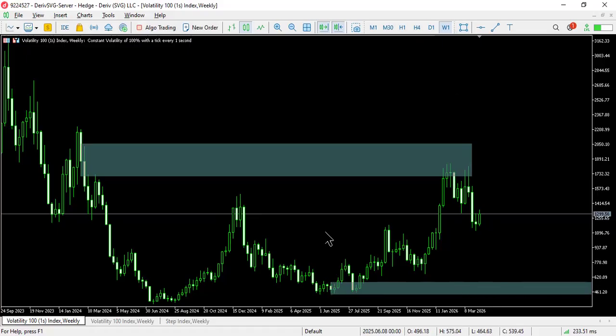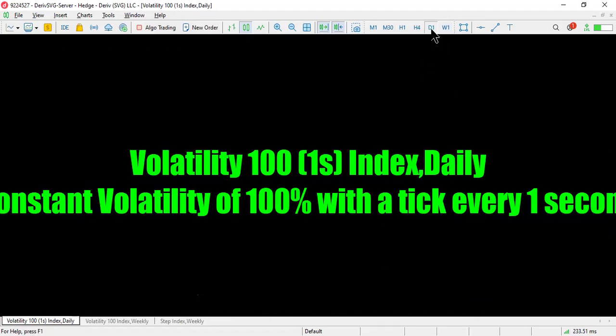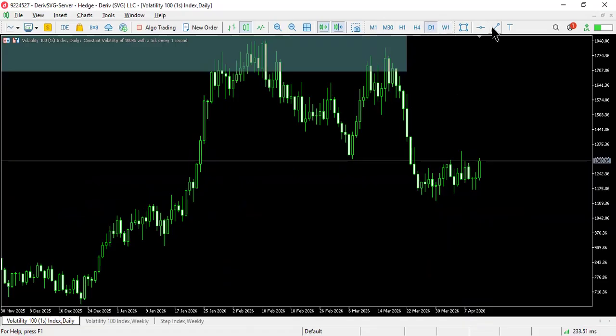Therefore, our bias is very clear from the weekly time frame. Price just stepped into this supply zone by forming clear equal highs. Therefore, we're going to be looking for selling opportunities from that level until this demand zone. So our bias is very clear. Moving over to the daily time frame.